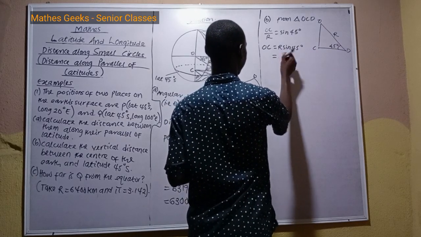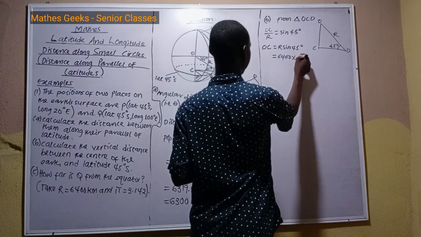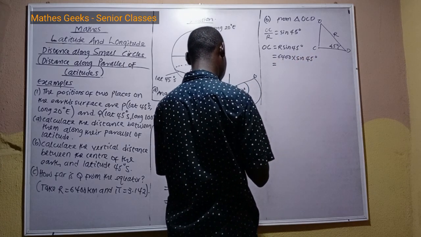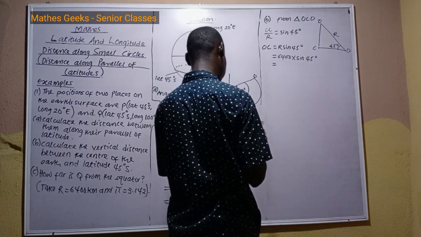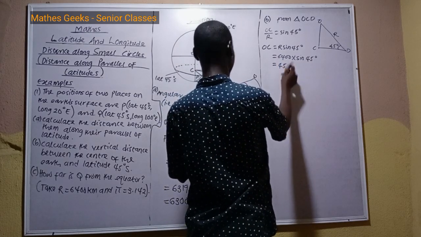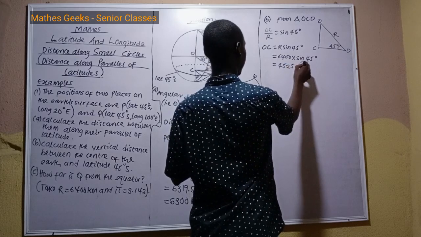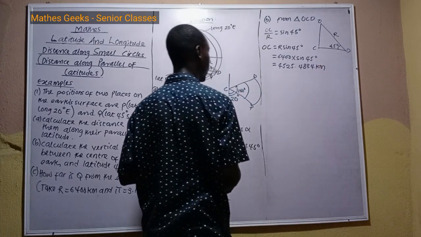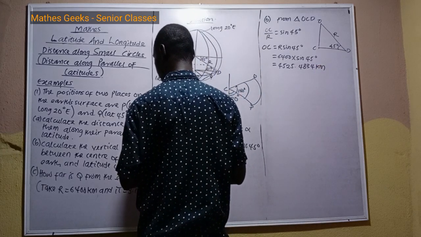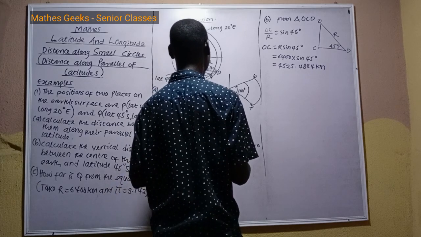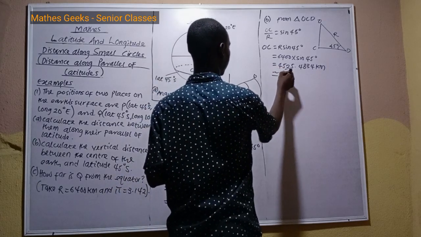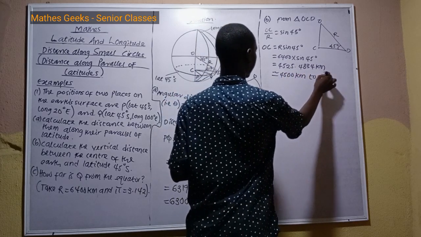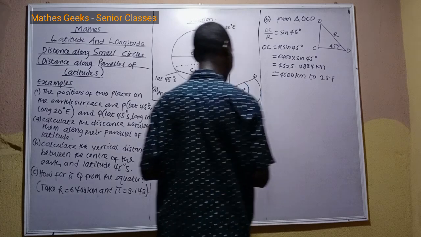Now R is equal to 6,400, so OC is 6,400 times sine 45 degrees. So that will give us 4524.5 kilometers. This is the vertical distance between the center of the Earth and latitude 45 degrees south. Approximately 4500 kilometers to two significant figures.